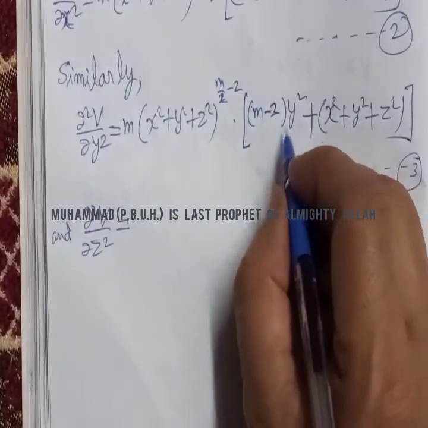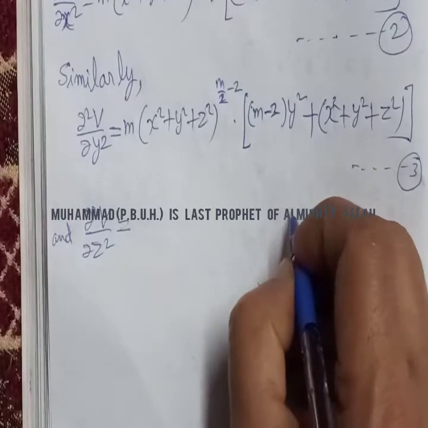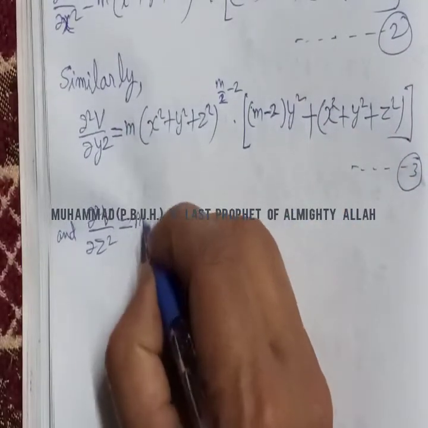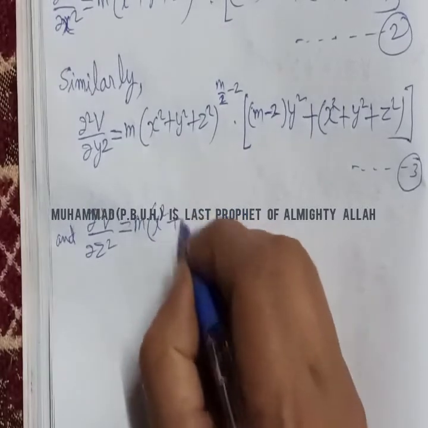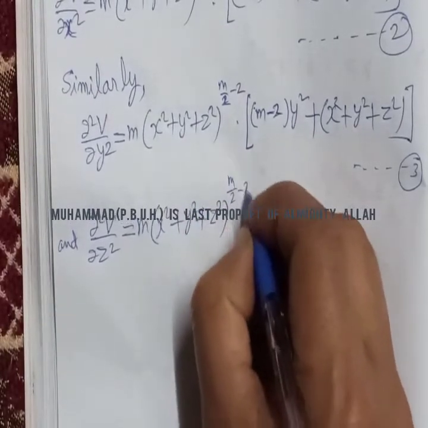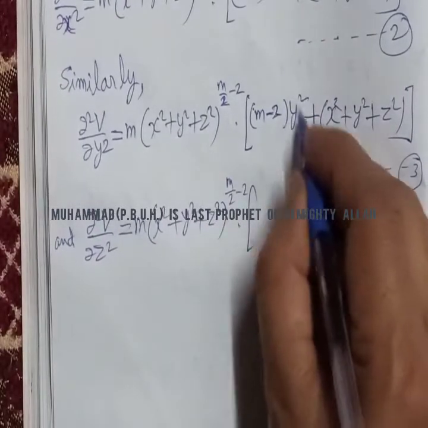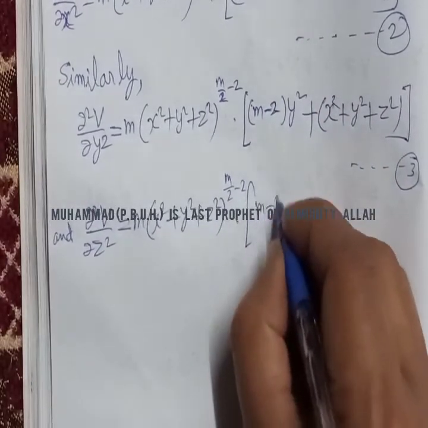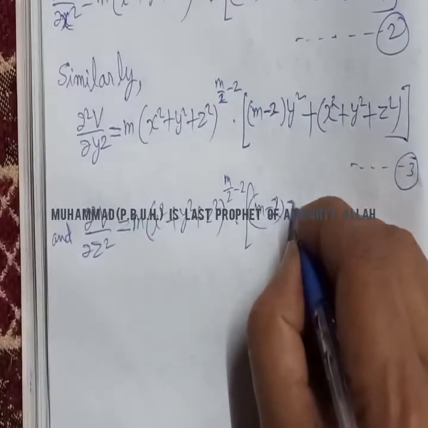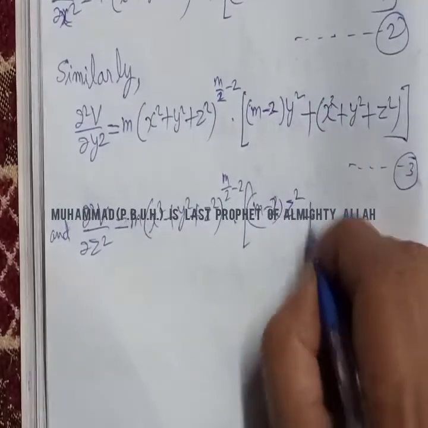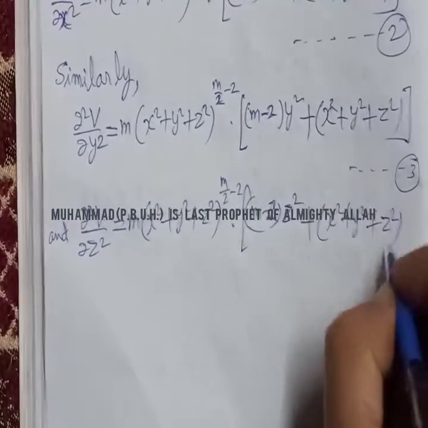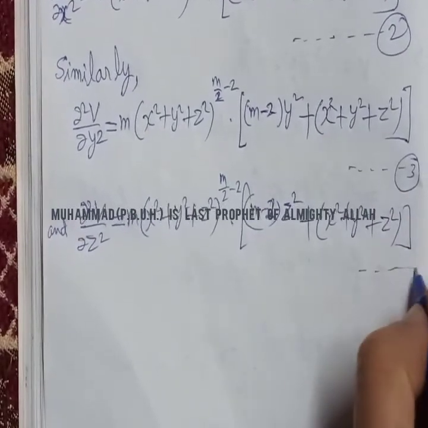Only the role of y changes to z, writing z² here. All factors and terms are the same, so we write without any change, but only this term, y² is replaced by z², x² plus y² plus z². This is equation number 4.